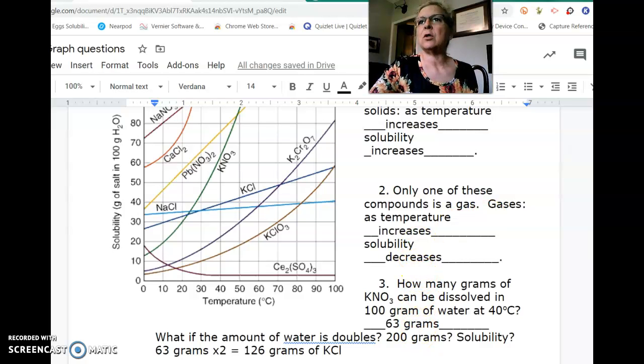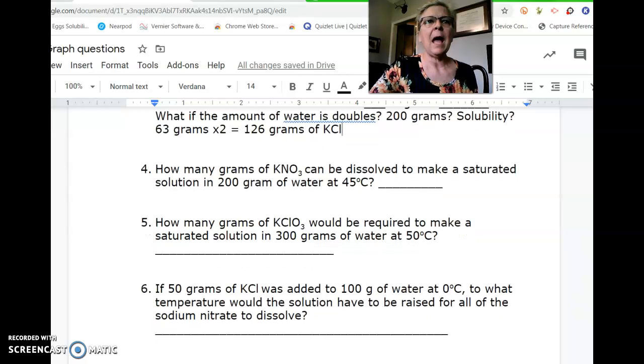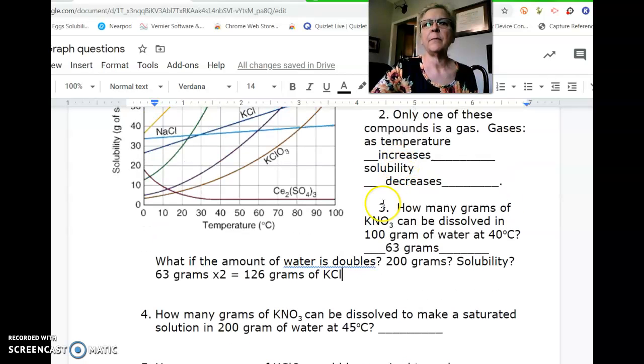Let's go ahead and scroll, because I want to answer a few more questions with you. Let's take a look at number 4, number 5, and number 6. Okay, so if we look at number 4, it says how many grams of KNO3? Ooh, was that last one KNO3? It was. Let me make sure I label that one correctly. KNO3.